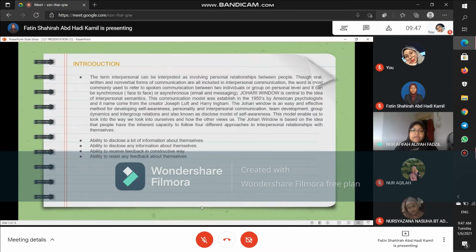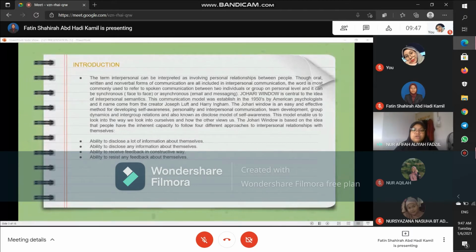Johari window is central to the idea of interpersonal semantics. This communication model was established in the 1950s by American psychologists, and its name comes from the creators Joseph Luft and Harry Ingham. The Johari window is an easy and effective method for developing self-awareness, personality, interpersonal communication, team development, group dynamics, and intergroup relations, and is also known as a disclosure model of self-awareness. This model enables us to look at the way we see ourselves and how other people view us.